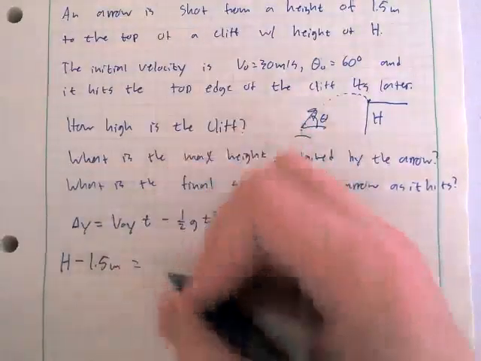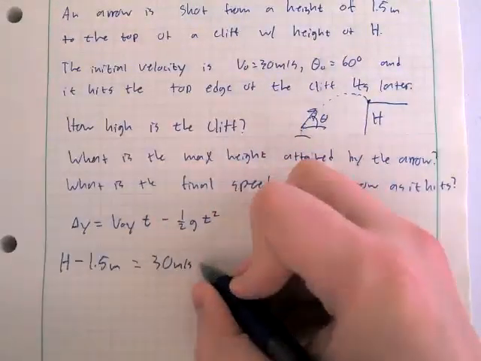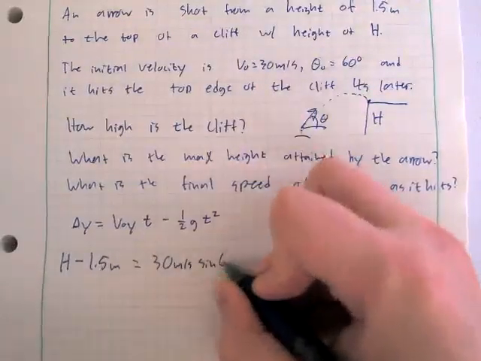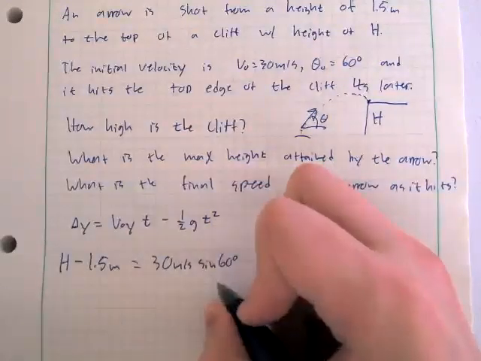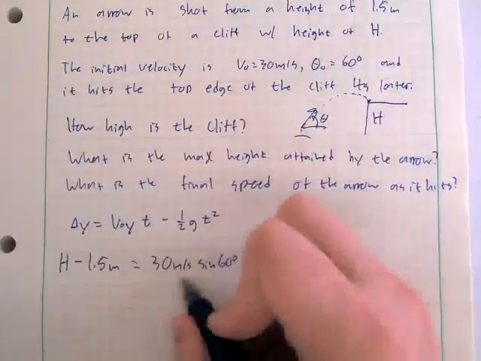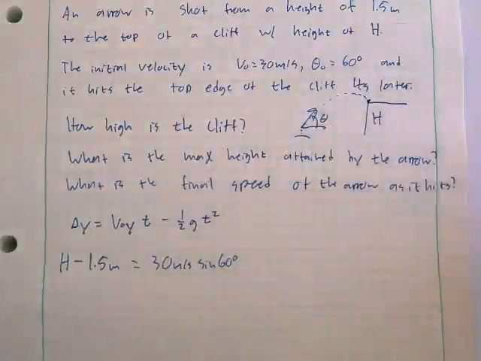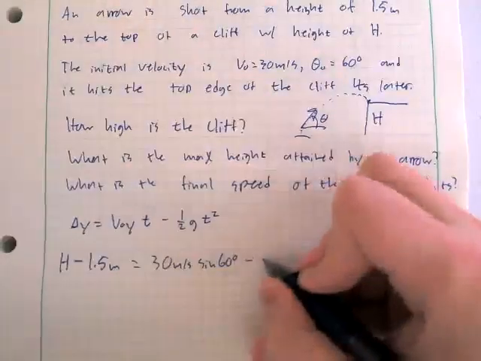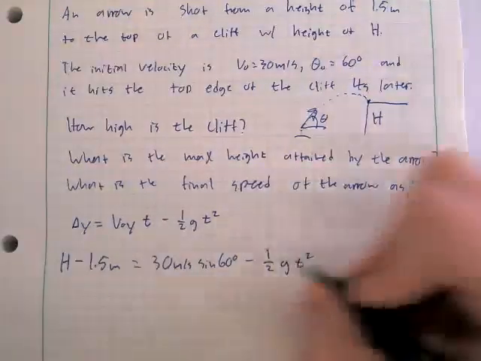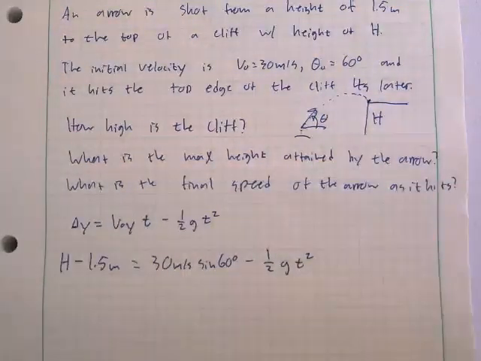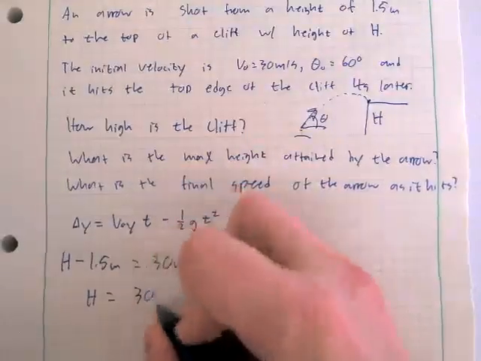Now our v naught y is going to be 30 meters per second times the sine of 60 degrees. We're just going to think about the trig that we have to do for our vectors. The length of our velocity vector is 30 meters per second, multiplied by sine of 60, which gives us the initial component in the y direction. Then we have minus 1/2 g t squared, and the g is again just going to be 9.8. So we can solve for h very easily this way.